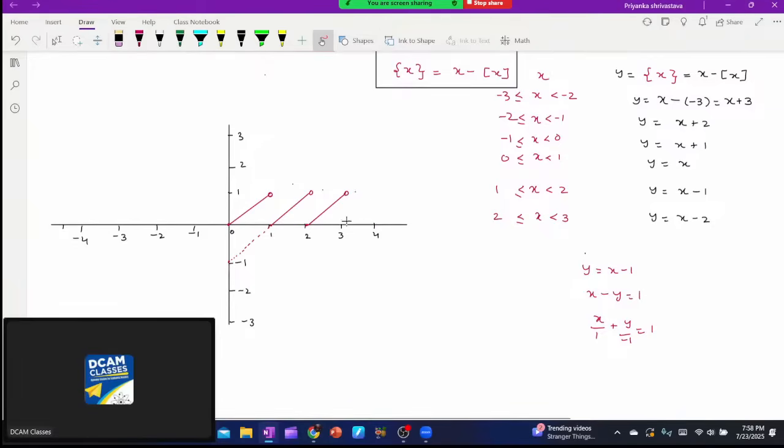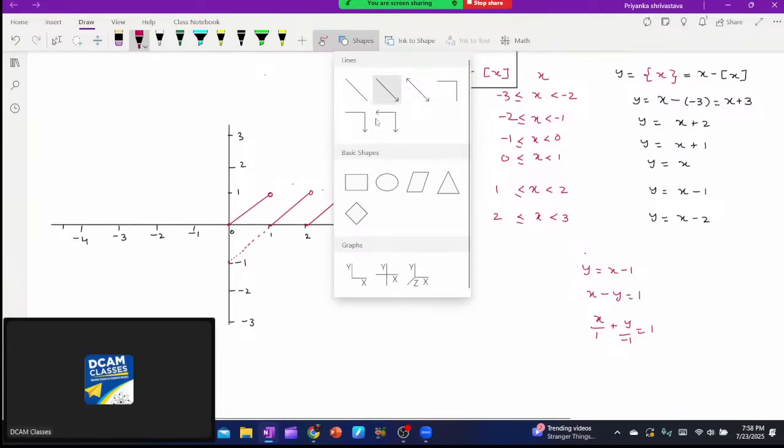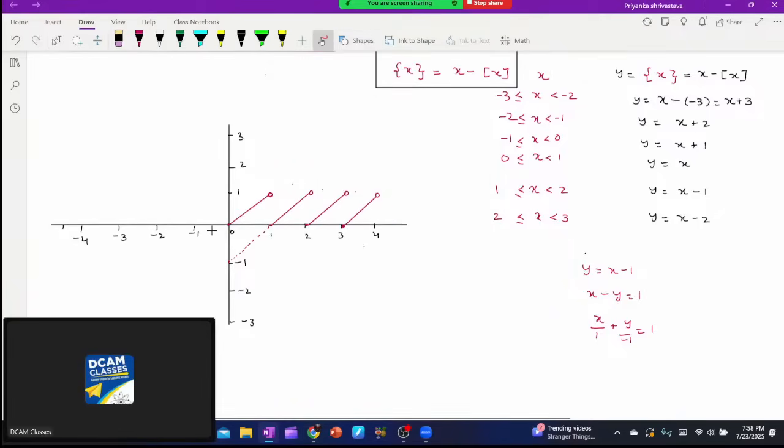In a similar way. That's why I said you must know how to plot straight lines. Then only you will be able to. But why won't it pass through the origin? It is passing through the origin. Oh, yes. You didn't extend it.